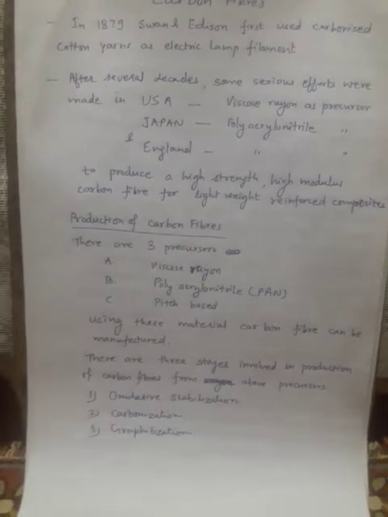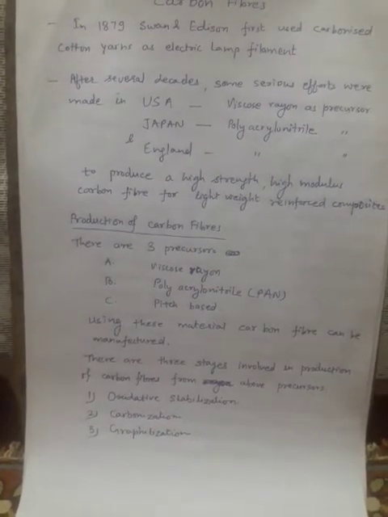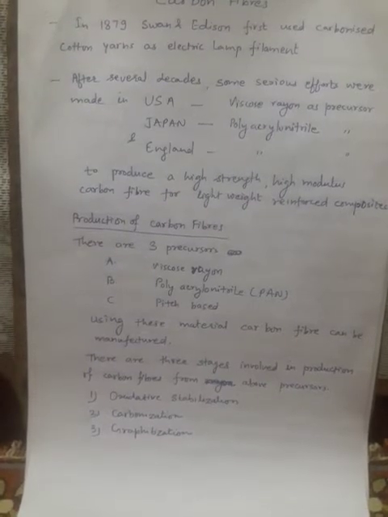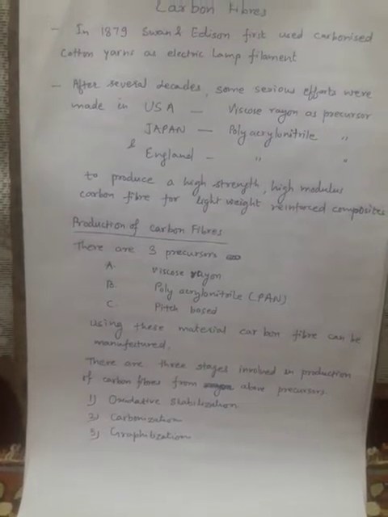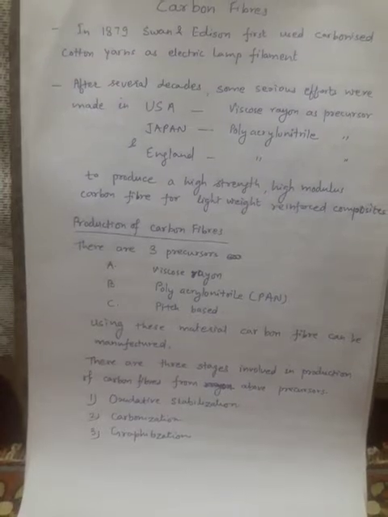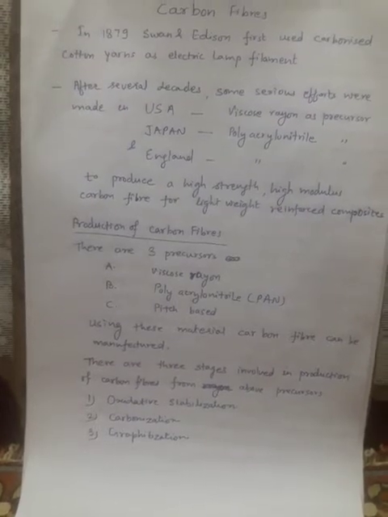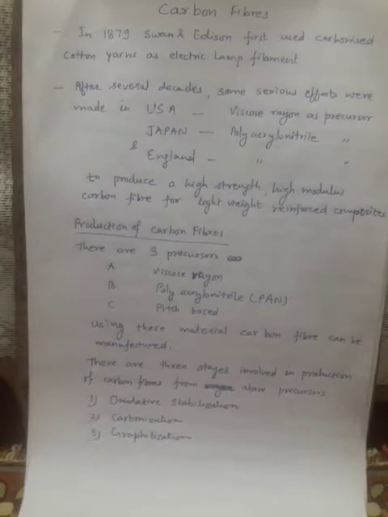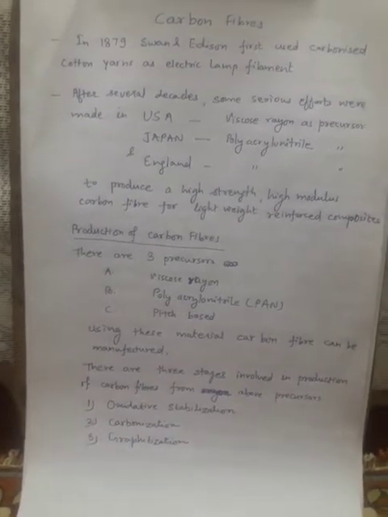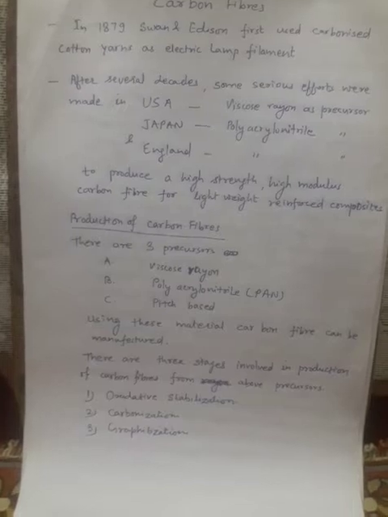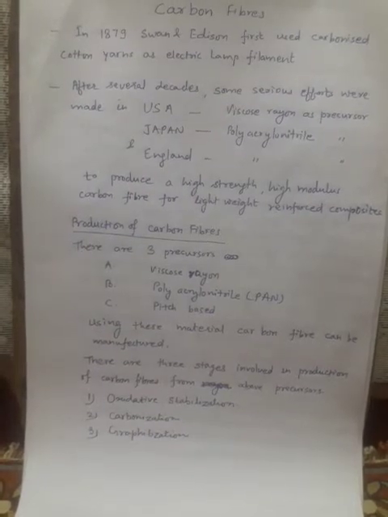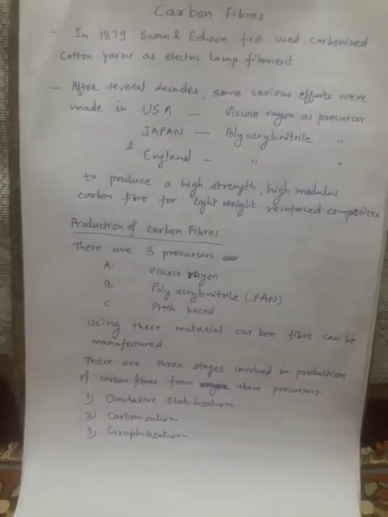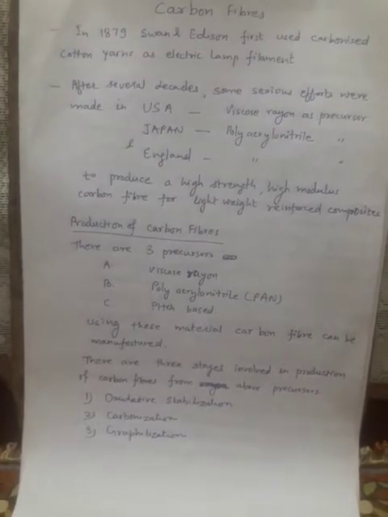For the production of carbon fibers, there are three major precursor materials: viscose rayon, polyacrylonitrile, and pitch, which comes from the petroleum refineries, the waste of the petroleum refinery. And in the production of carbon fibers, there are three major steps. One is oxidative stabilization, another is carbonization, and third is graphitization.